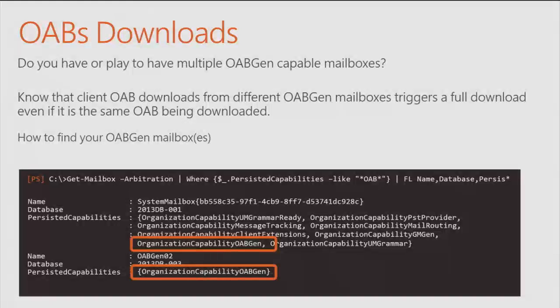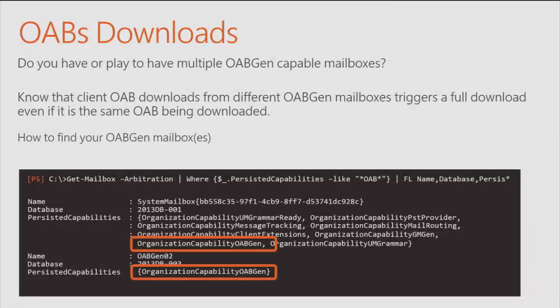Offline address books. Now, we talked earlier in the talk about making sure that we define the older offline address book as the default OAB for our legacy databases before installing the first 2013 servers. So we do that before we even get to this point. It's possible in 2013, due to the new architecture of offline address book generation, distribution, and download, that you could have multiple arbitration mailboxes with offline address book generation capability. Up there on the screen is the command that you can use to find what they are.